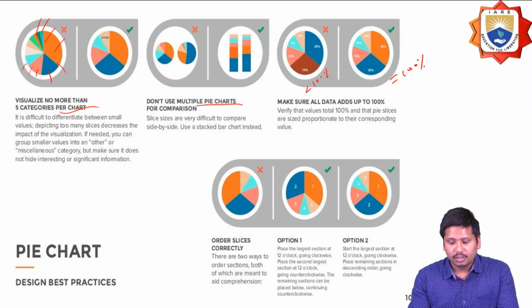And next one should be to order slices correctly, because there are two different ways of ordering the sections, which is going to be made to aid comprehension. Either you have to follow a clockwise or anti-clockwise direction. So don't use different forms of ordering of segmentations of the pie chart. Place the largest section at the clock going clockwise, place the second highest section next in the clockwise direction, or I can also use an anti-clockwise direction.